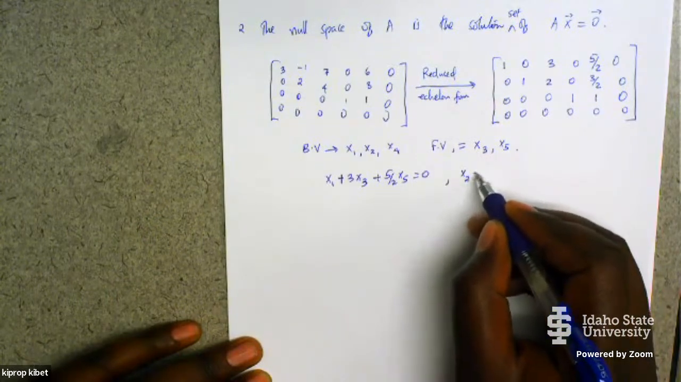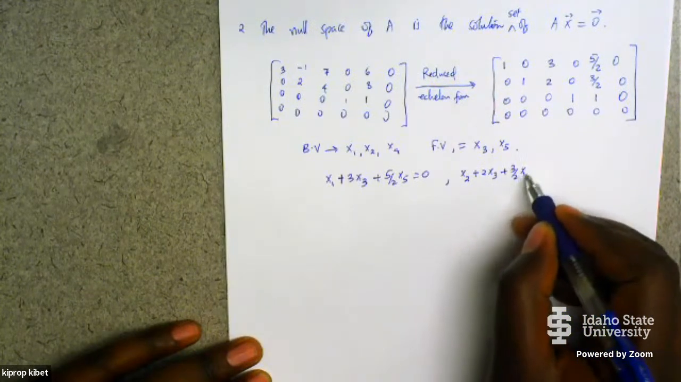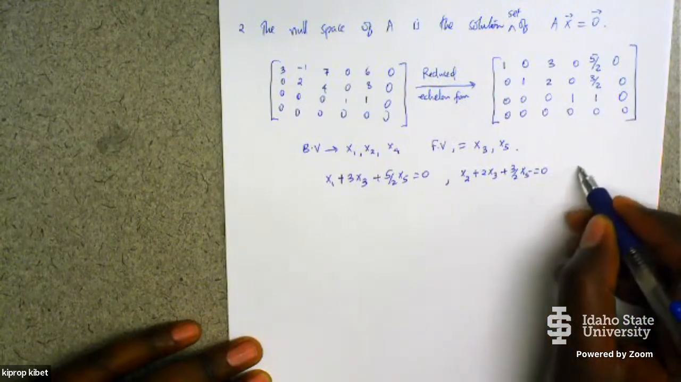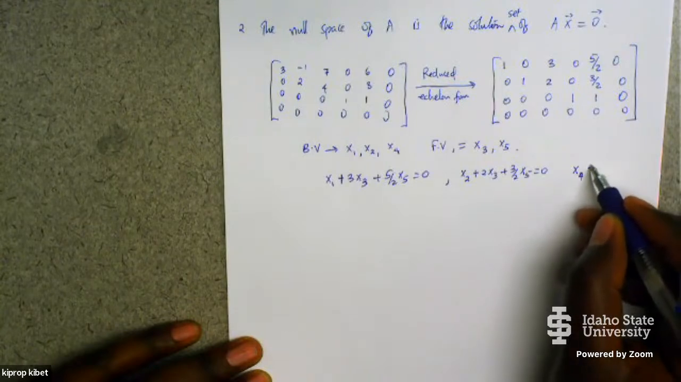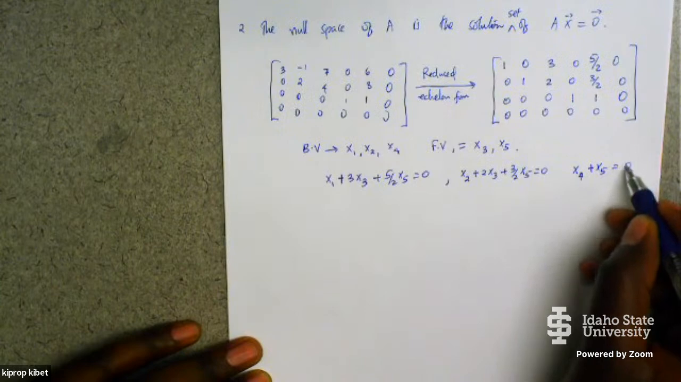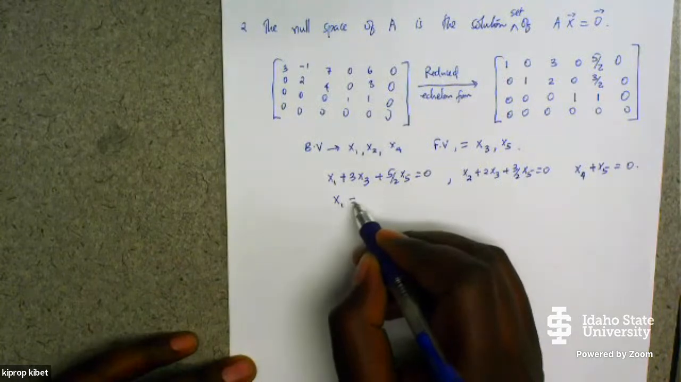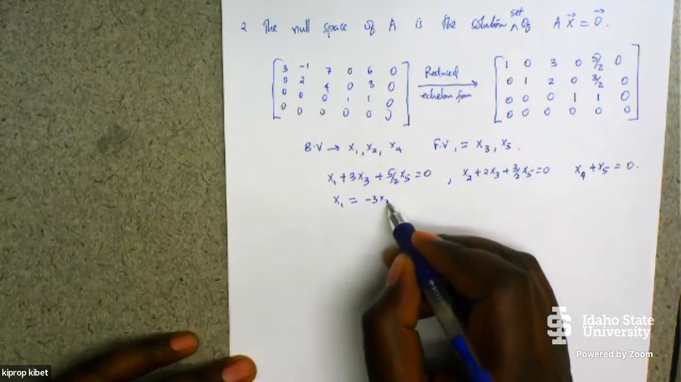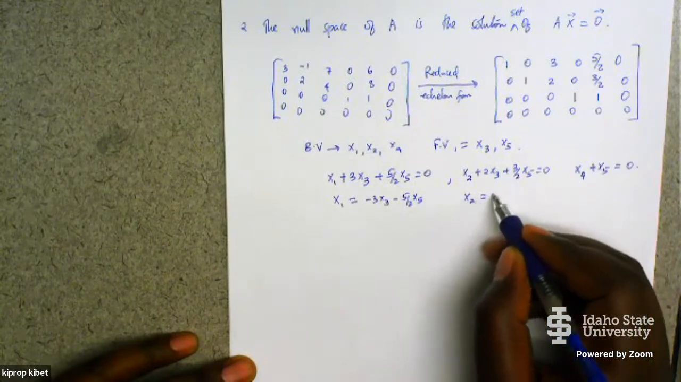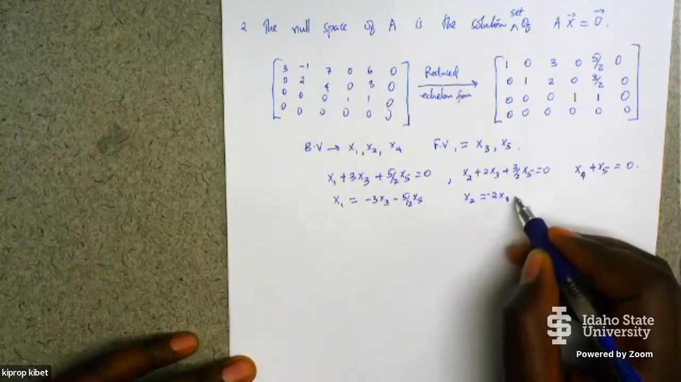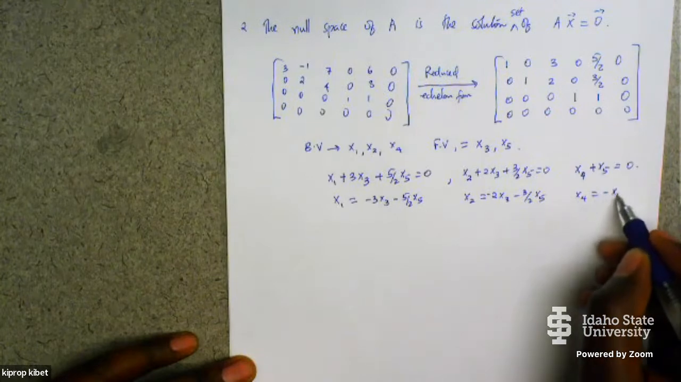x2 plus 2x3 plus 3/2 x5 equals 0. Then x4 plus x5 equals 0. So x1 equals minus 3x3 minus 5/2 x5. x2 equals minus 2x3 minus 3/2 x5. Then x4 equals minus x5.